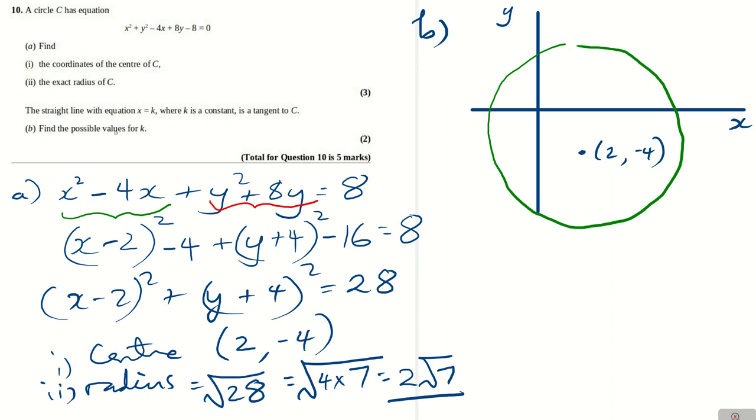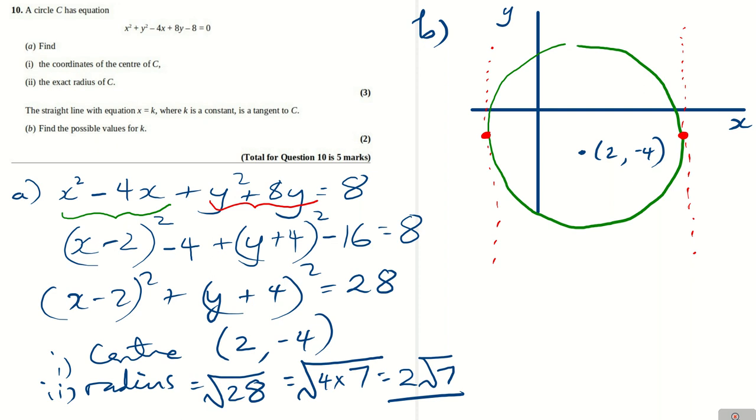A straight line with equation x equals k, where k is a constant. Well, a line x equals k, if you think about it, has got to be a vertical line. So what it's saying is that we've got vertical lines like that, which are tangents to the circle, and a tangent means it just touches at one point. Okay, and what we're going to have to do is to find what these possible values of k are.